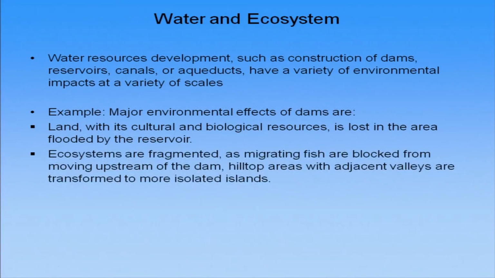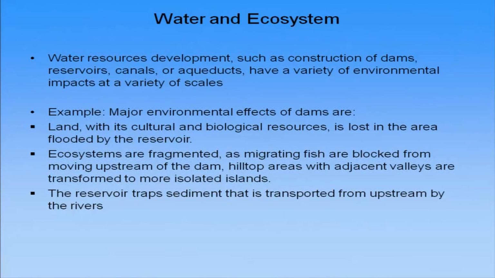Ecosystems are fragmented as migrating fish are blocked from moving upstream of the dam towards the hilltop areas, with adjacent valleys transformed to form isolated islands. So the overall ecosystem is disturbed. The reservoir traps sediments that are transported from upstream by the rivers. It has been blocked close to the dam or the reservoir structure.